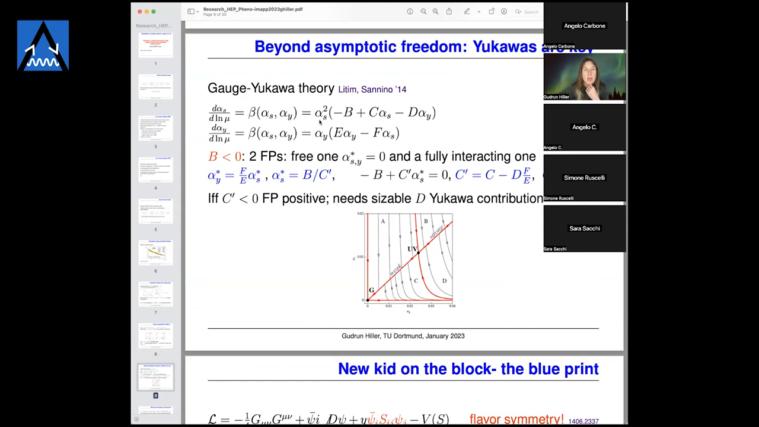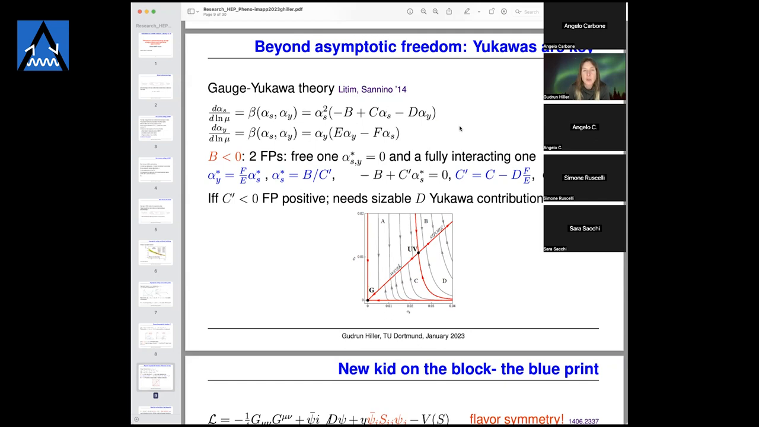And alpha S looks like before with the B and C coefficients, but now there's a D coefficient. So the Yukawa couplings mix onto the beta function of the gauge interactions and they come in with a minus sign. So they can kind of compensate the previous ones. And then there's also an energy dependence in the Yukawa coupling itself, and the gauge coupling mixes back. So you can study this system, and you find that there are actually interacting fixed points.